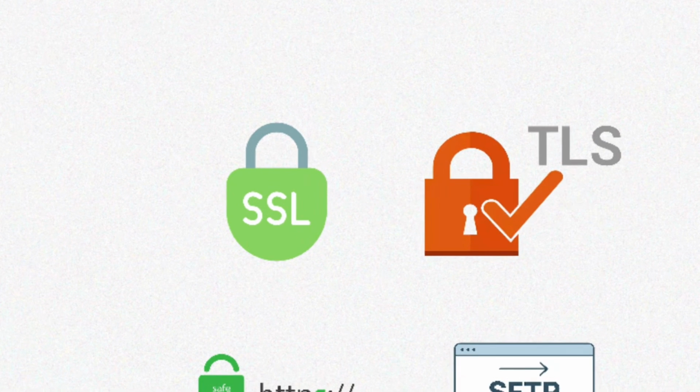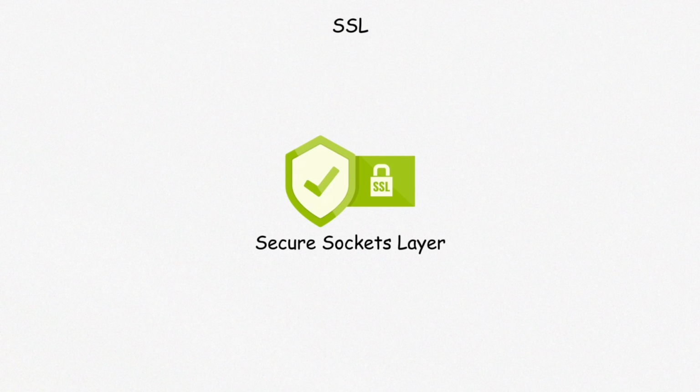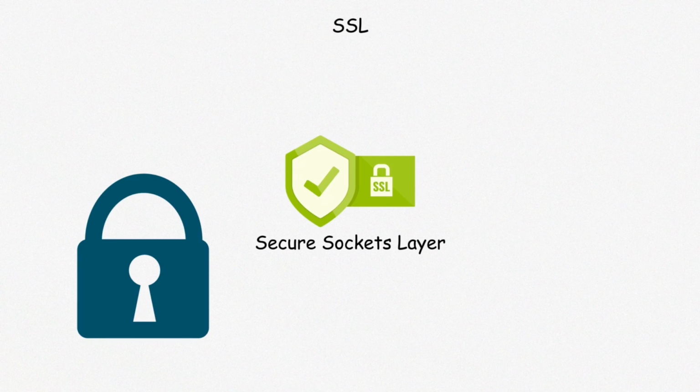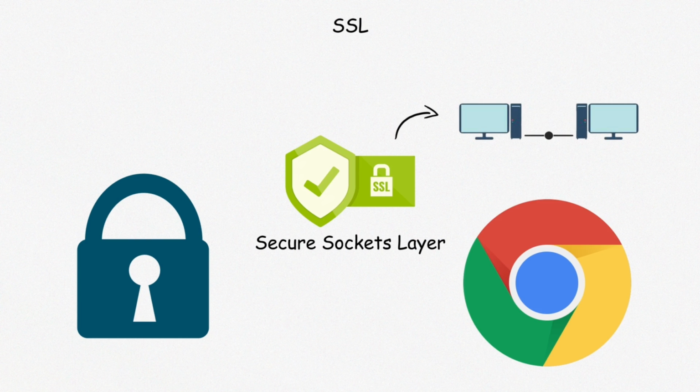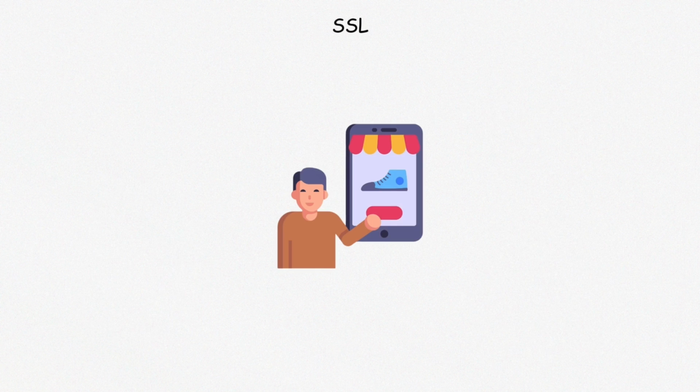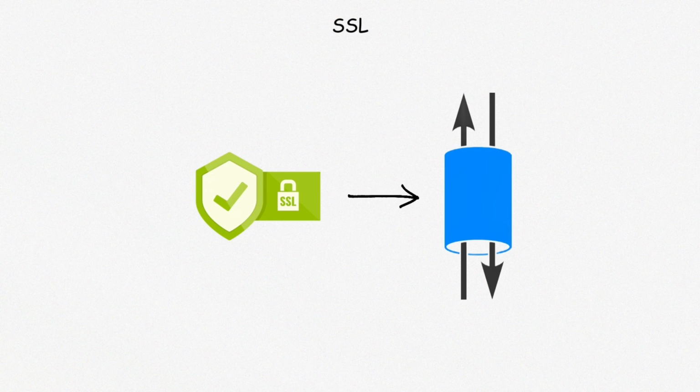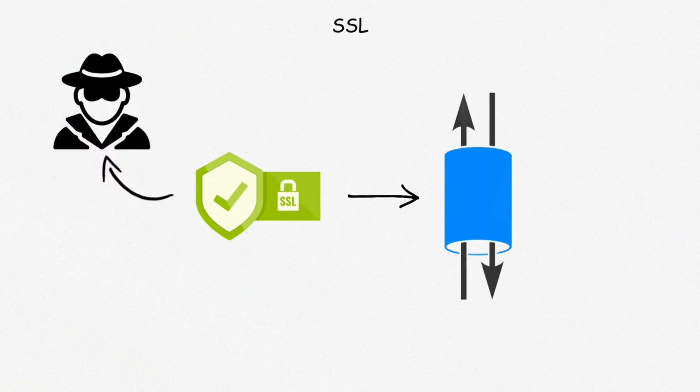SSL. SSL stands for Secure Sockets Layer. It was one of the first major protocols used to secure data sent between two computers, like your browser and a website. Let's say you're buying shoes online. When you enter your credit card number, SSL creates a kind of encrypted tunnel so no one can spy on that info as it travels.